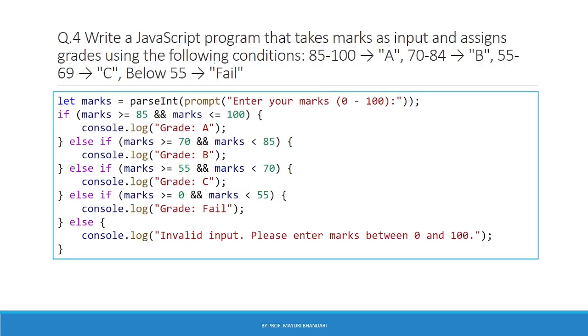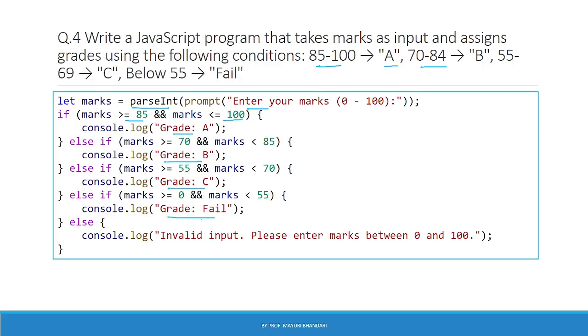Then the next program is again using conditional statements. Here we are using multiple conditional statements to print grade of the student based on his marks. So first we have accepted marks from the user and we have converted that marks into integer, and then we are checking if marks is greater than 85 and less than 100, then grade is A. So according to the conditions given in the question, we are checking all those conditions here and accordingly printing marks on the console.